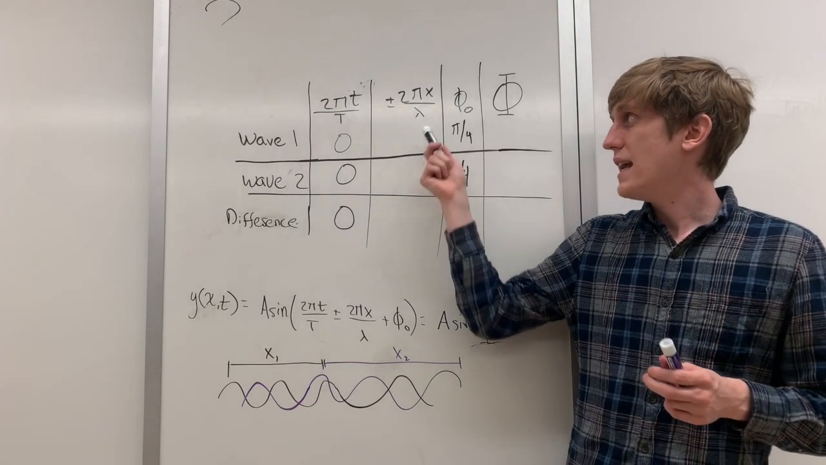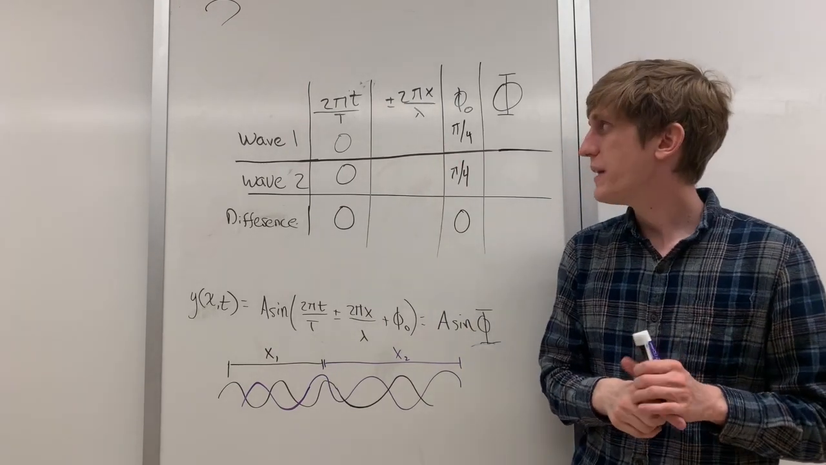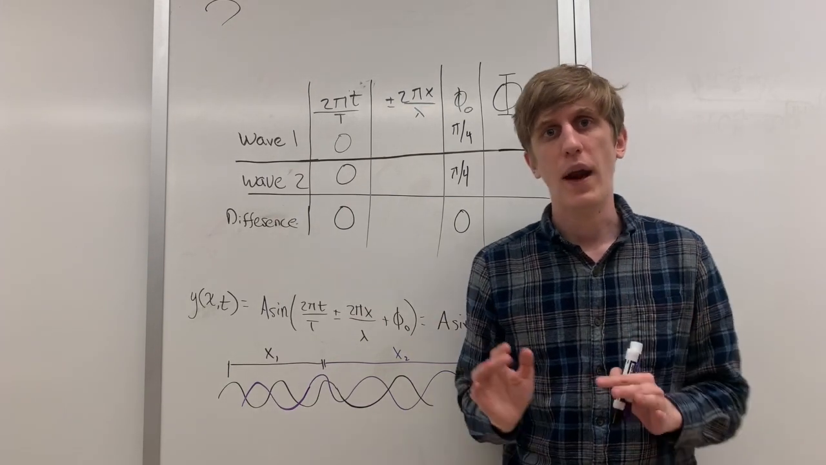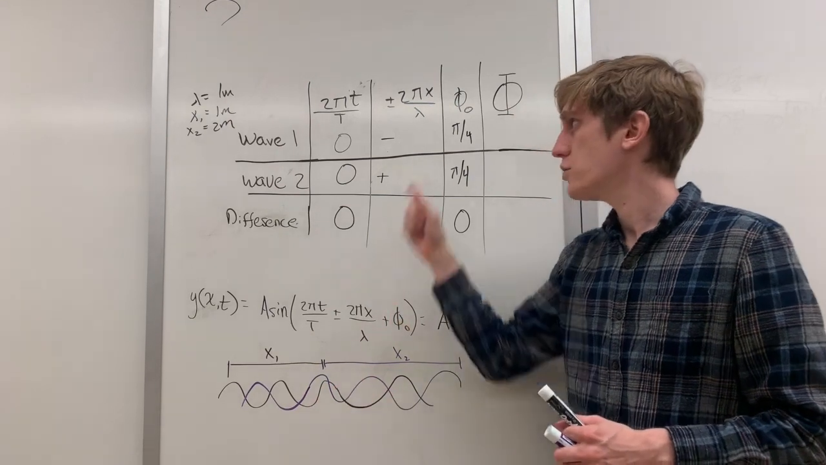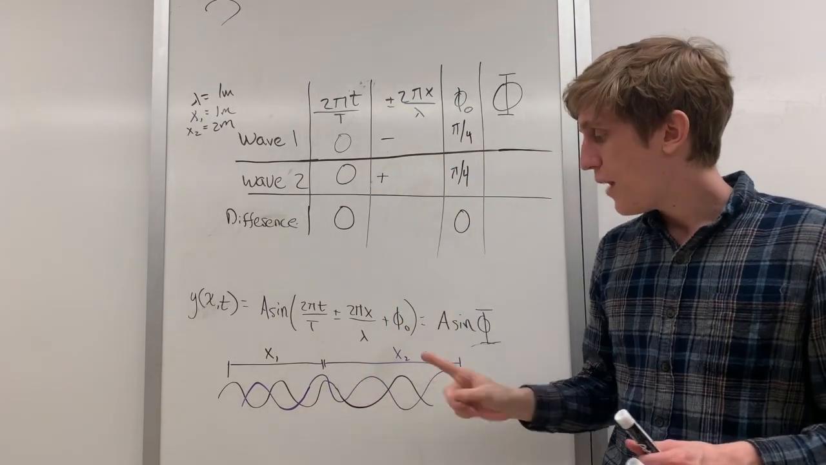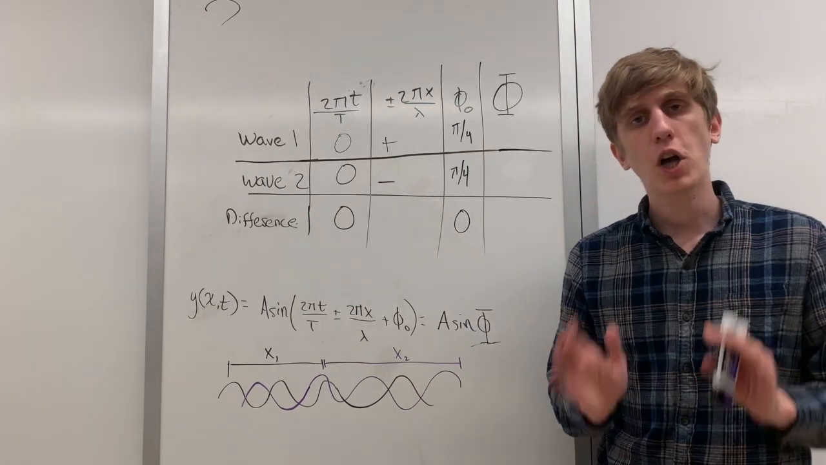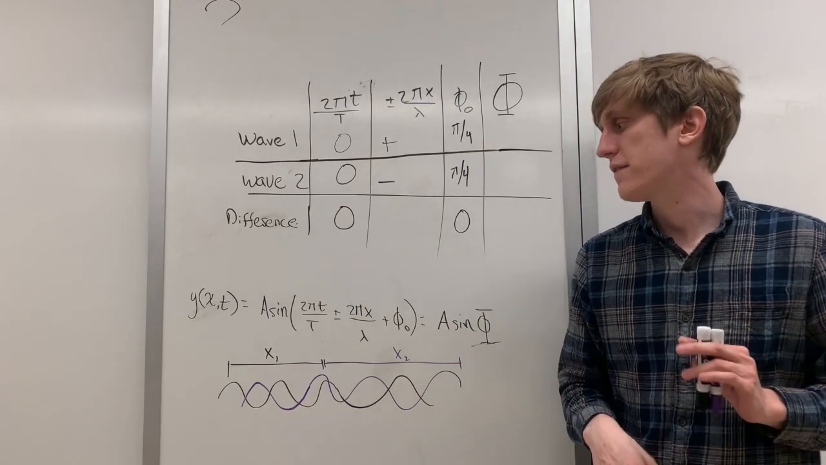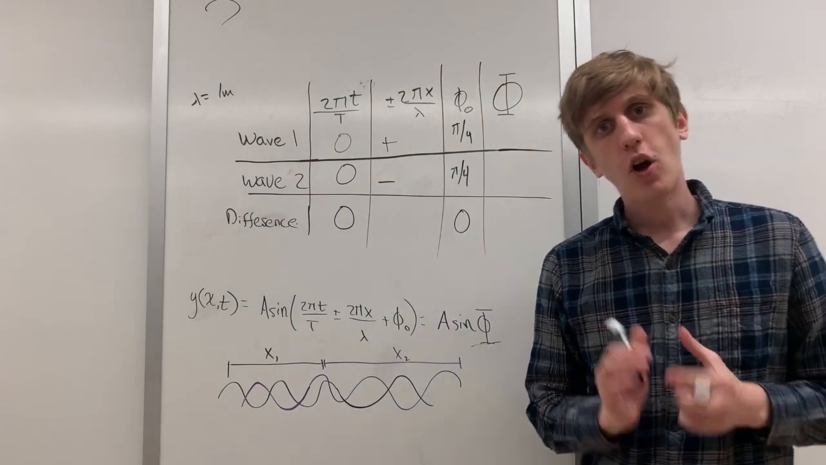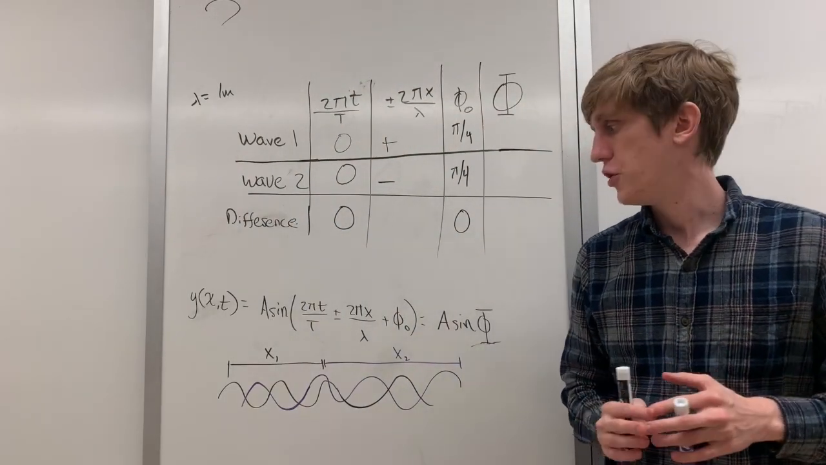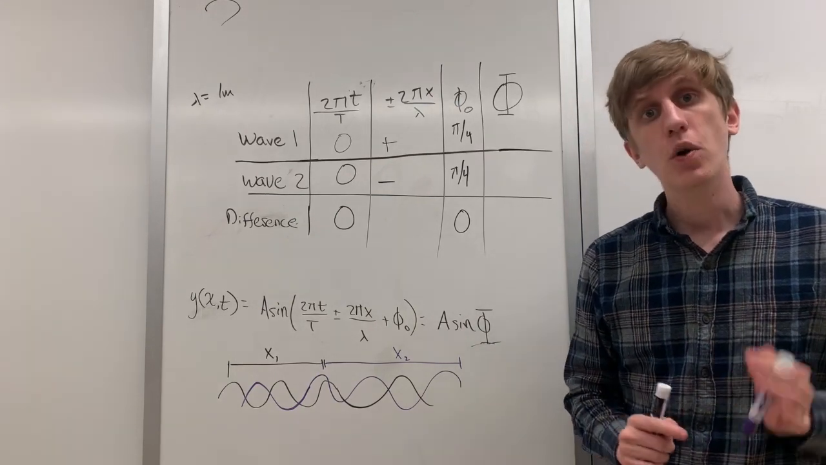Next, let's look at this term. This term is a little bit tricky because we have to be careful about which way the waves are traveling. Notice that wave 1 is moving to the right, so we use a negative sign here, and wave 2 is moving to the left, so we use a plus sign. For concreteness, let's pick a wavelength. Let's call it 1 meter. Let's also pick x1 and x2. We'll call x1 1 meter and x2 2 meters.